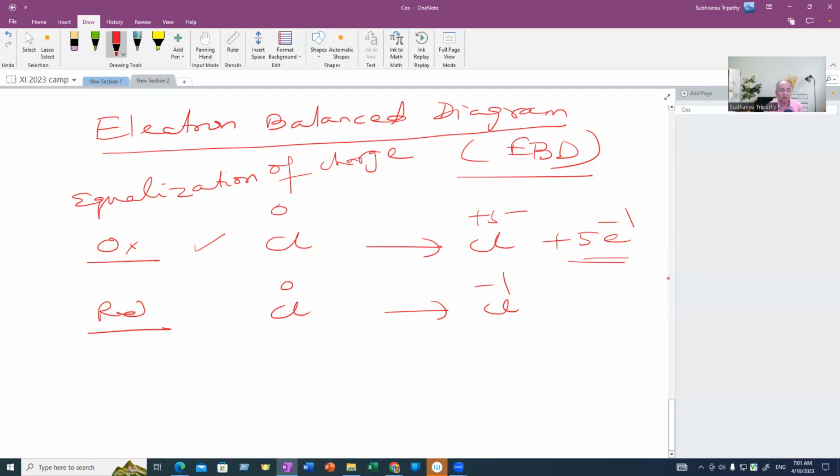So write 5 electrons on the right side so that the total charge on the right side becomes 0 and the left side is 0. Our aim is to equalize the charge, not to make +5. So we could have made +5, but how? Can we add 5 electrons here? It becomes -5. This is +5. So the only way to equalize charge is to make 0 on both sides by adding electrons on the right side.